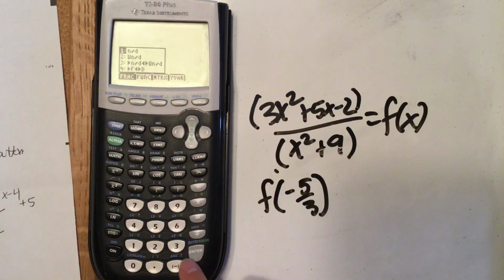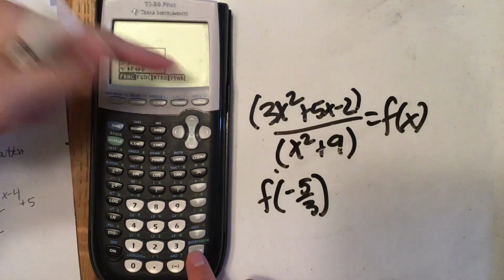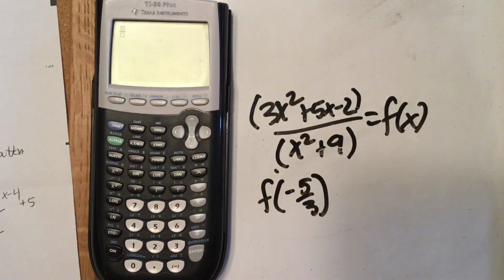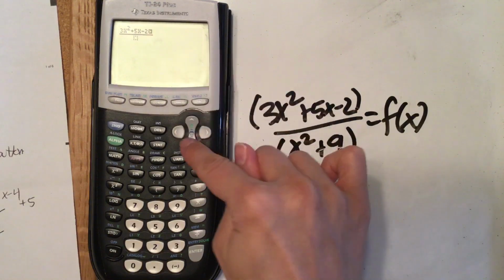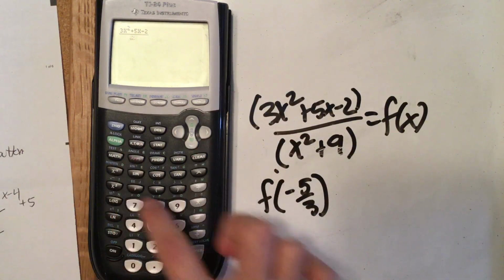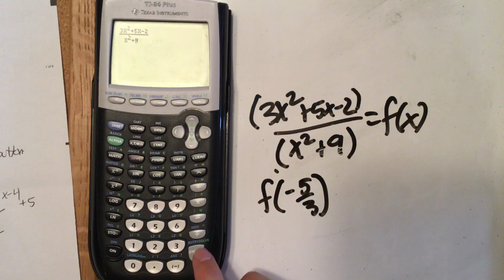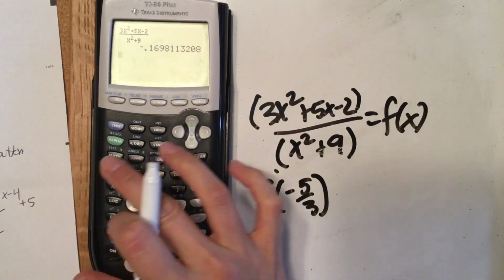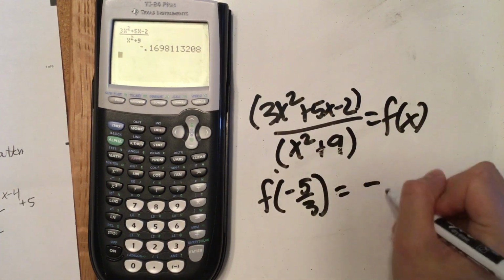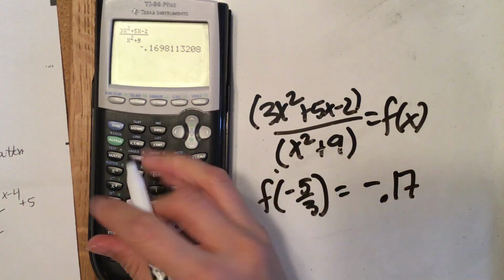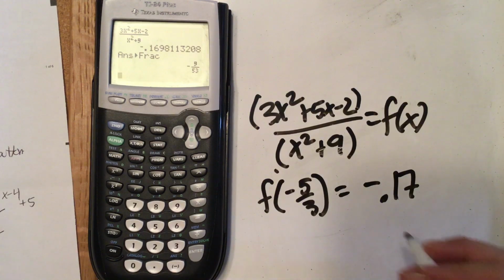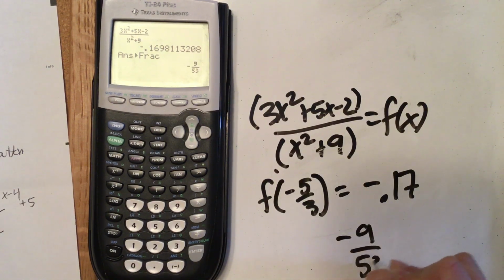I'm going to go to alpha y equals. N over d is just numerator over denominator, which is what we have. So I'm going to hit that. And then I can type this top part here, so 3x squared, and then plus 5x, and then minus 2. And then to get to the bottom, you hit the down button, and then I'm going to do x squared plus 9. Right? So now I can just hit enter, and it will give me my answer, and it will be -0.17. And if you want to write it as a fraction, you can hit mathfrac, and it's -9/53.